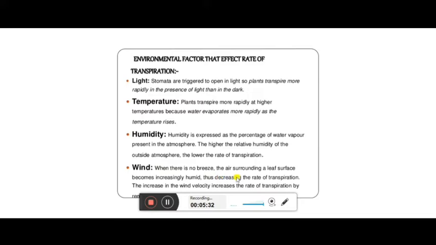Wind. When there is no breeze, the air surrounding a leaf surface becomes increasingly humid, thus decreasing the rate of transpiration. Okay, when the wind is still, or there is no air movement, then the rate of transpiration will be less. And when the wind velocity increases, that means the wind keeps blowing fast, the air movement is faster, then the rate of transpiration will also be very rapid, because the air which is surrounding the plant, the tree, takes the water vapor and moves on. Then again new air comes, it will absorb the water and then move on. So when the wind velocity increases, the rate of transpiration will also increase.